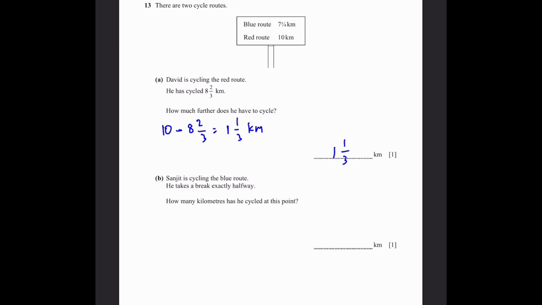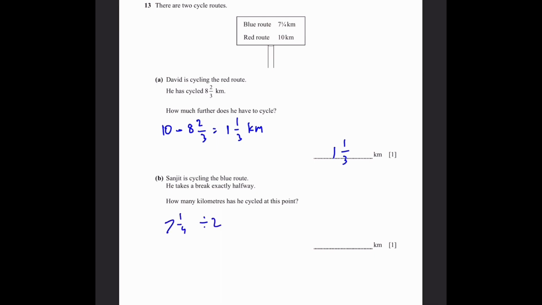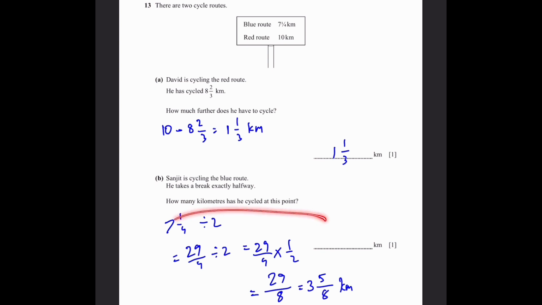B. Sanjit is cycling the blue route. He takes a break exactly halfway. How many kilometers has he cycled at this point? So we need to find out exactly halfway of the blue route. That means we just divide by 2. 7 1/4 divided by 2 is equal to 29/4 divided by 2, which is 29/4 into 1/2. That's 29/8. When you make it a mixed fraction, it becomes 3 5/8. And this is half of the distance, and that means he has cycled 3 5/8 kilometers. That's the answer.